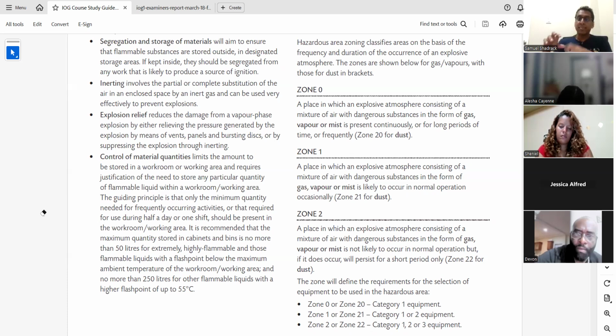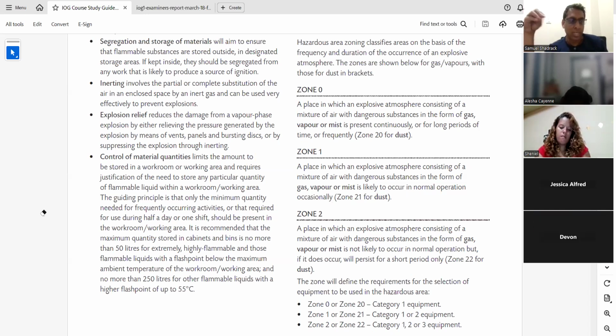Now, what those laws did, they made it a requirement for the employer to classify the areas where workers are working, right? So I'll say that again. Those laws, especially things like DSEAR and COMAH, require the employer to classify the areas where a worker is working. So let's think about a petrol station, a gas station. Well, we say gas, but the proper term is petrol, right?